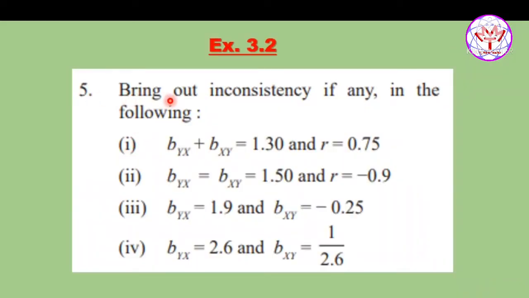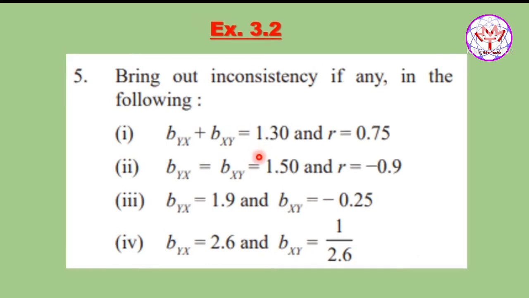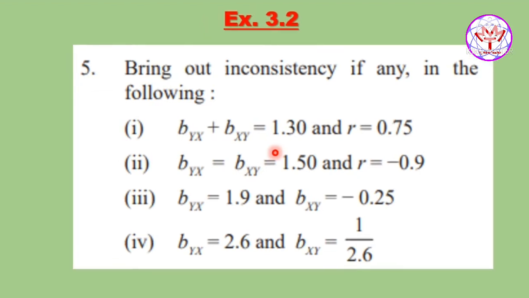Question number 5 is: bring out inconsistency, if any, in the following. Over here we have been given 4 data statements and we have to check if there is any inconsistency in the given data. That means if any of the data is not satisfying the properties of coefficients of regression, then we call it inconsistent data. So students, here you have to use the properties of coefficients of regression, which I have already explained in video number 6. So do refer to it.